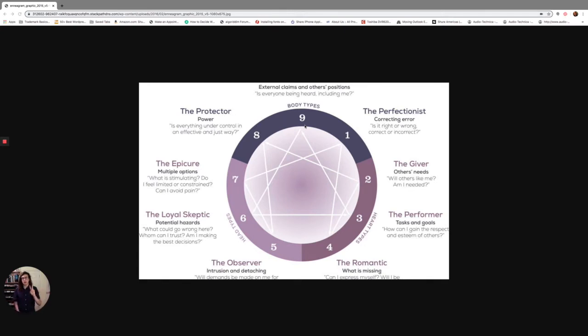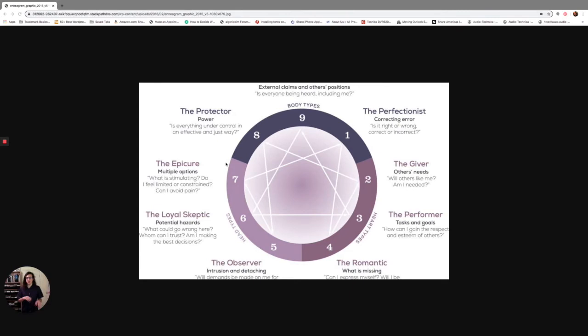Now let's move on to the wings. Once again, we can see it visually here, the structure. I'm going to talk about the wings of the 7 because that's what I am. So 7s are right next to 8 and 6, and those are the wings of the 7. So wings are simply the numbers to the left or right of your number. What's super cool about wings is they can really help you see your uniqueness. So for example, a 7-wing 6, which like me, is totally different than a 7-wing 8.